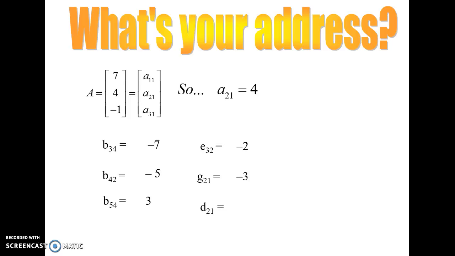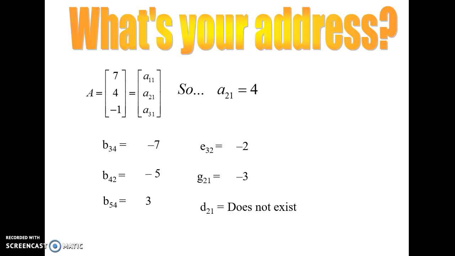Look at D21. Is something funny going on here? That's matrix D, second row, first column. Yeah, you should be a little puzzled because there is no second row, first column. So there's no element there. And when there's no element that matches the address I'm asking for, it's simple. That element does not exist. So that's your answer. Okay?